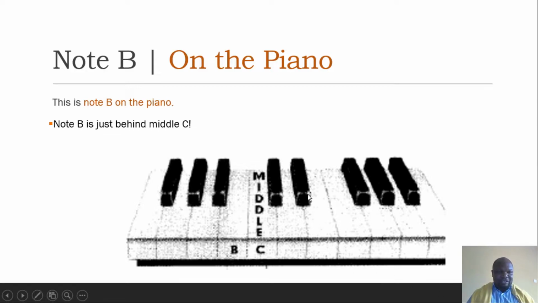So like I said, today we are looking at note B on the piano. Okay, so this is what note B looks like on the piano. You see, this is middle C, and note B is just one step before middle C. You see that white key before middle C. Imagine that you're reading your alphabet and it will go A, B, and then C. You see that? Note B is just behind middle C. So that's what note B looks like on the piano.